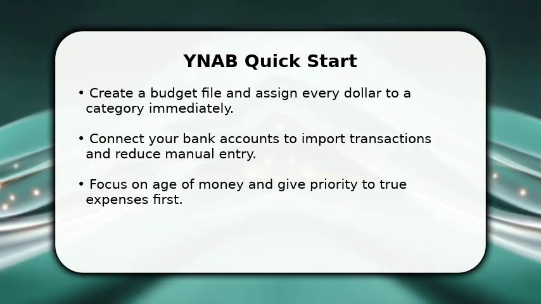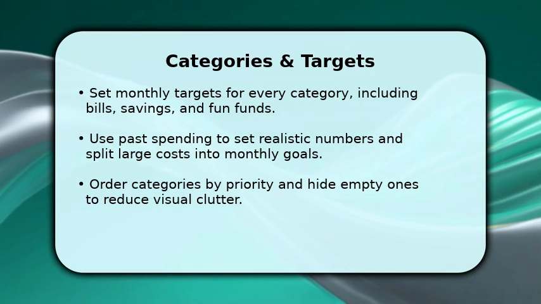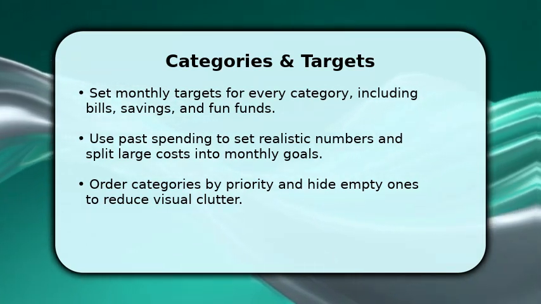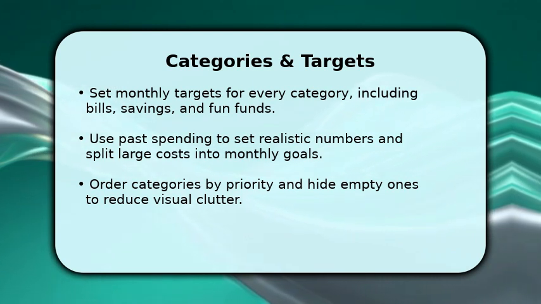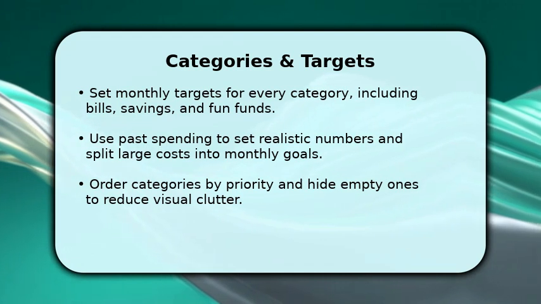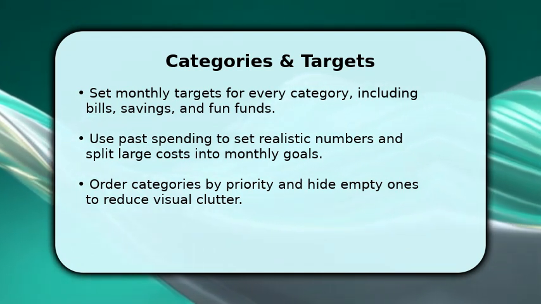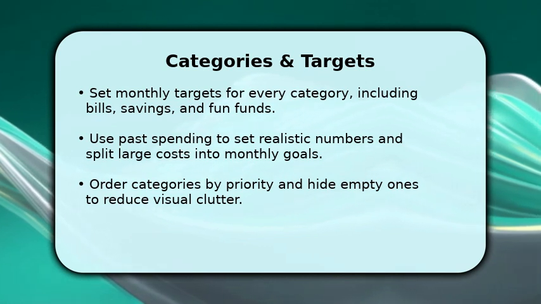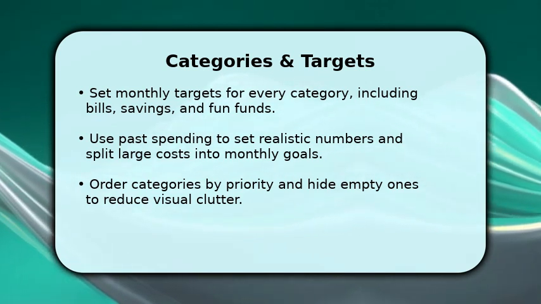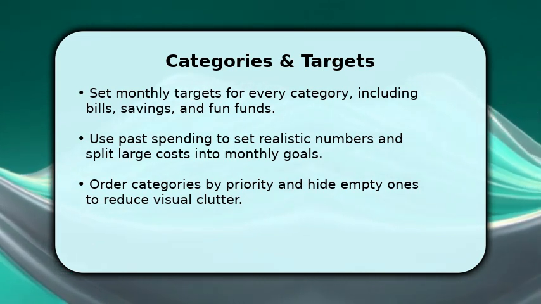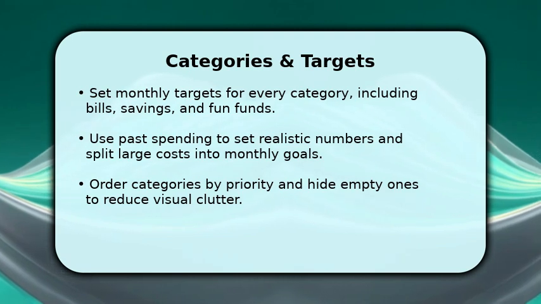Start with setting monthly targets for every category and include regular bills, savings, and fun funds. Use realistic numbers based on past spending and upcoming obligations, and split large expenses into monthly goal amounts. Label categories clearly, order them by priority, and hide empty ones to reduce clutter. Update targets after each paycheck, move money to cover immediate bills first, and keep one emergency buffer to absorb surprises.